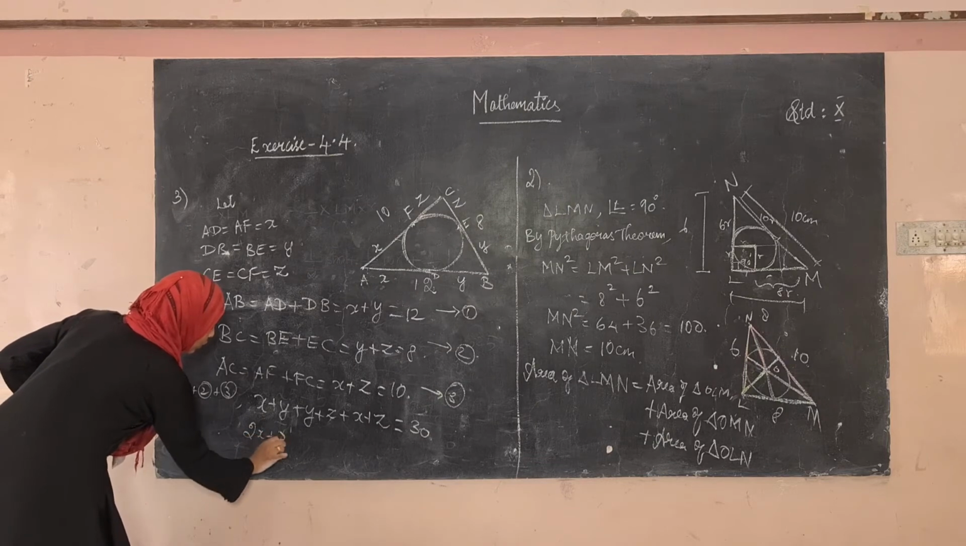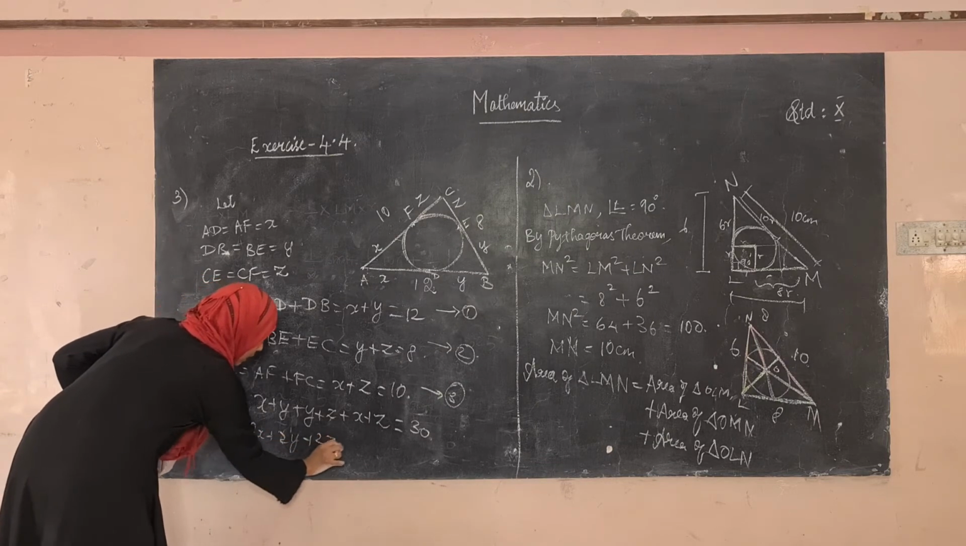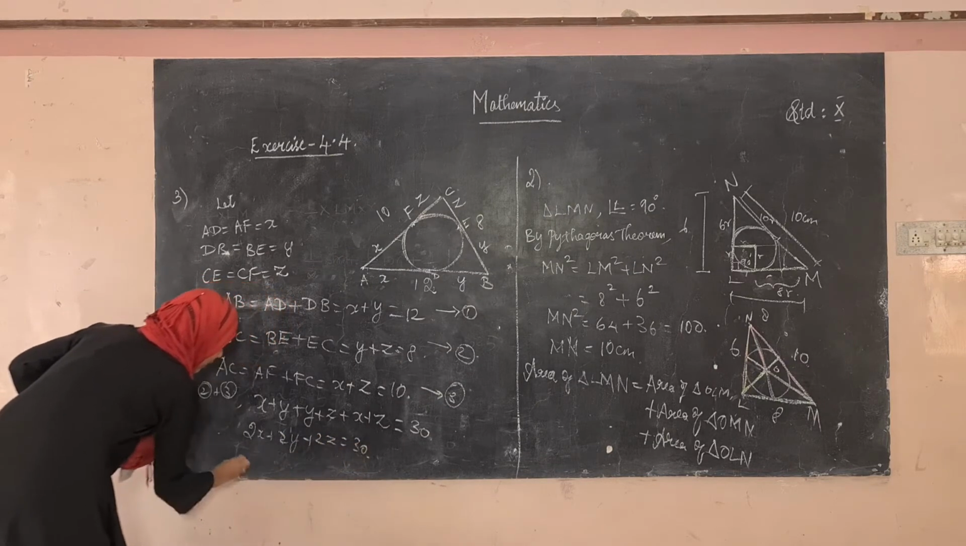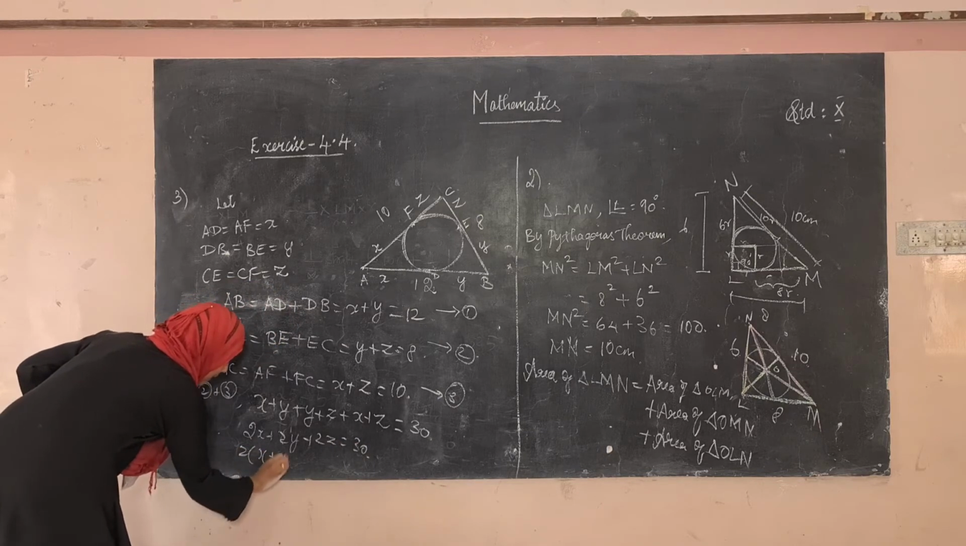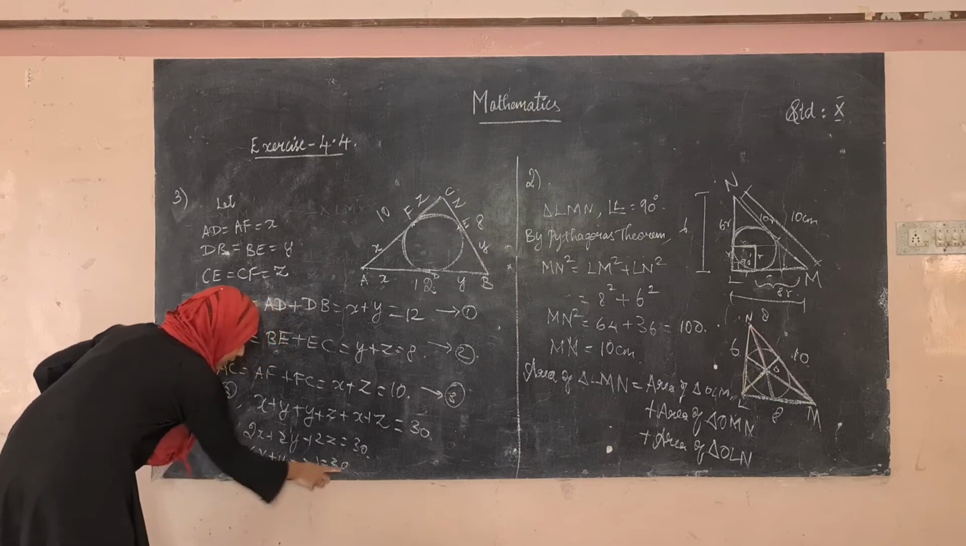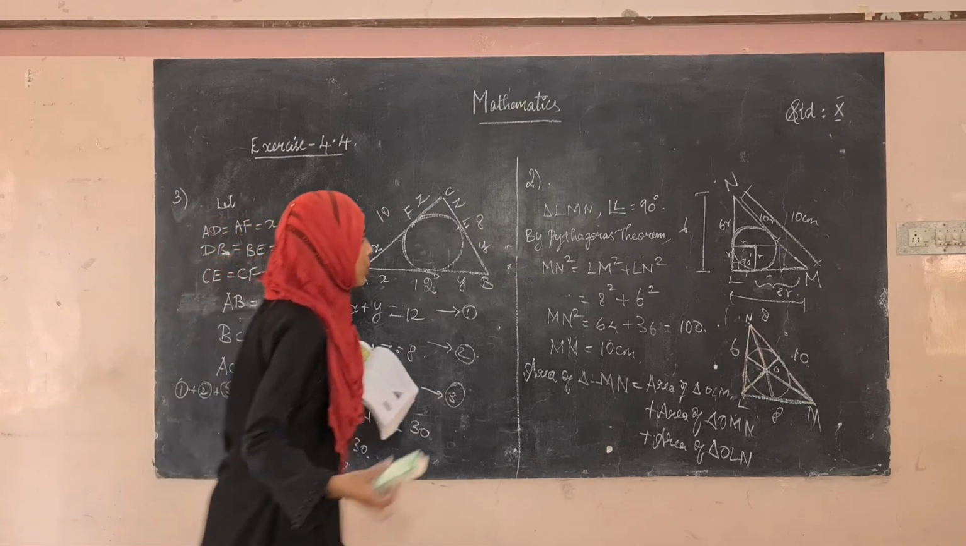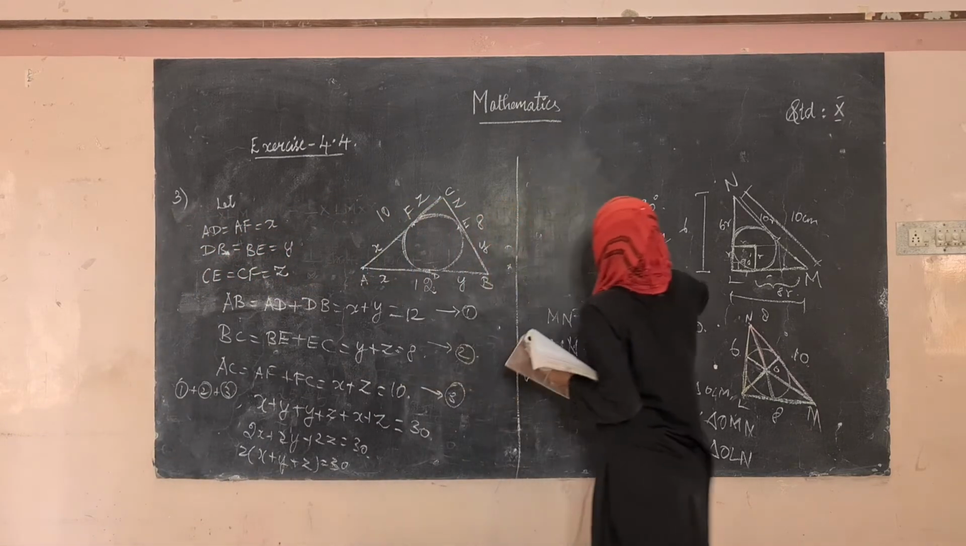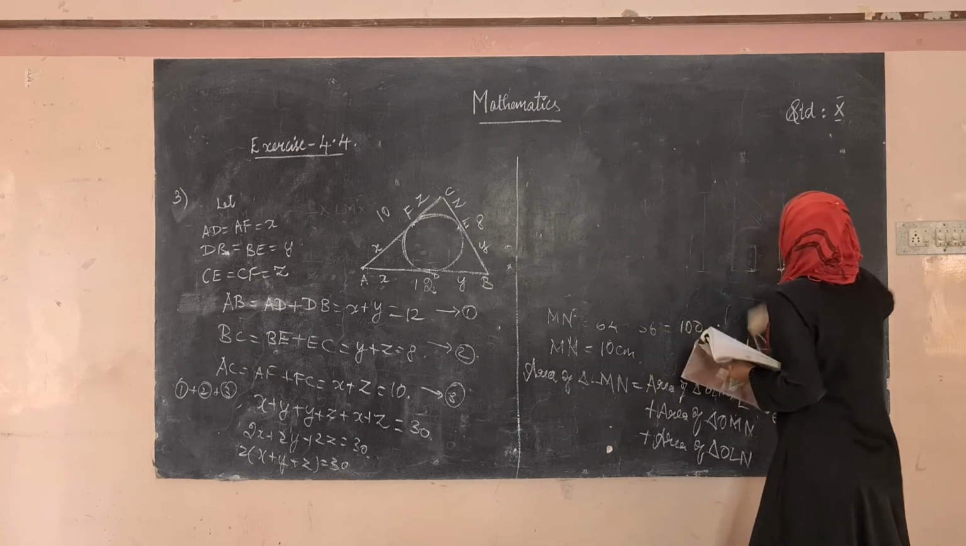See here, what's the answer here? 2x plus 2y plus 2z is equal to 30. Taking the 2 outside, x plus y plus z is equal to 30. Bringing this 30 this side, you will be getting x plus y plus z is equal to 30 divided by 2, that is 15.